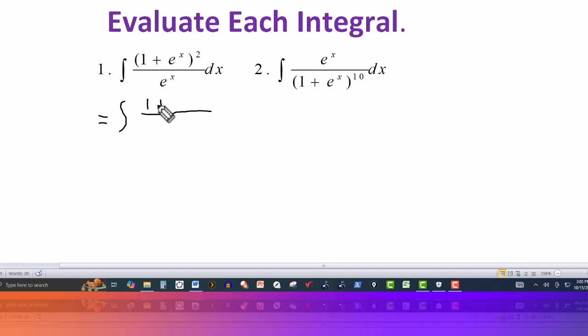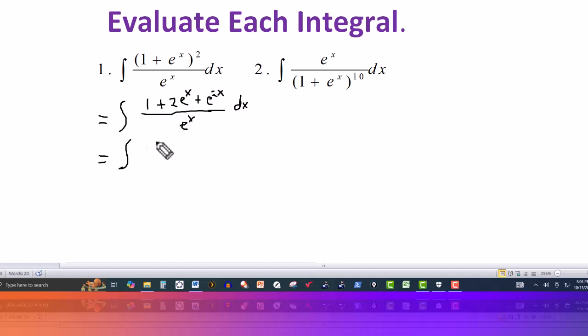So it's a square of a binomial. We have a 1 squared, then double the product, which is 2 e to the x, plus the e to the x squared. You can write it as e to the x quantity squared, or you can write it as e to the 2x. And then we have the e to the x in the denominator. Then we go ahead and just simplify this. Go ahead and divide through by e to the x here.